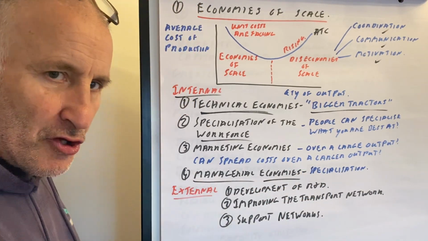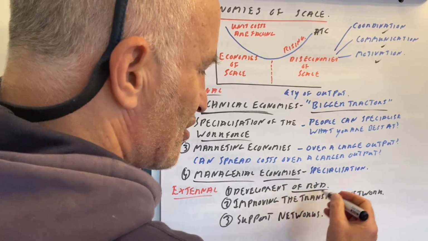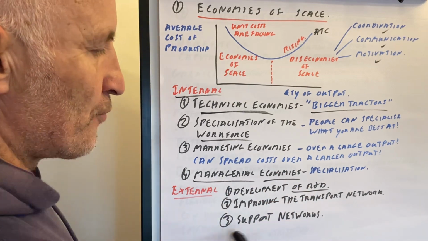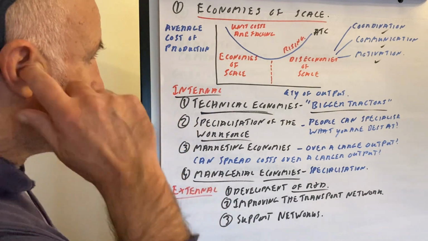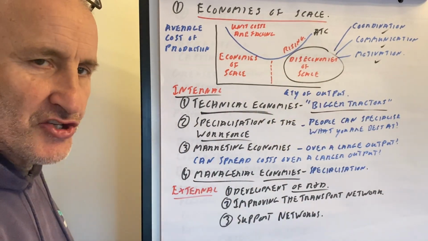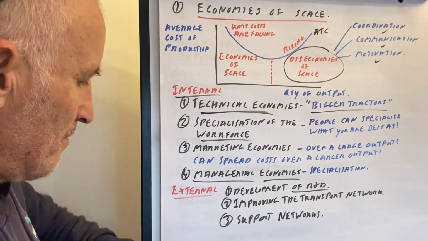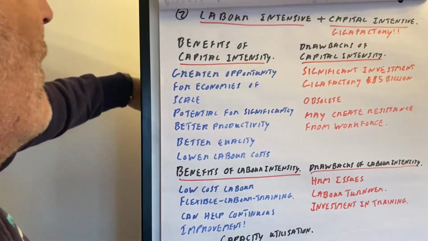You also have external economies to the firm. So if you get loads of firms come together, then you maybe get lots of research and development in that particular area, or better transport links, or support networks for the business. So we have economies of scale, and diseconomies of scale is really about when a firm becomes too large, and it's those softer things: coordination, communication, and motivation. And I think that is it for number one. Okay.